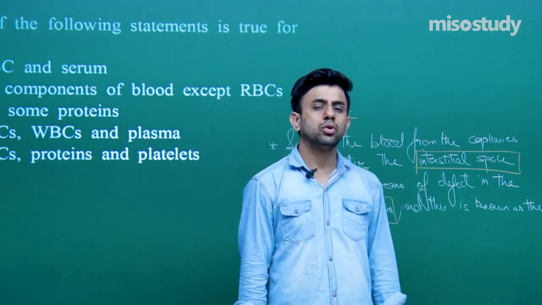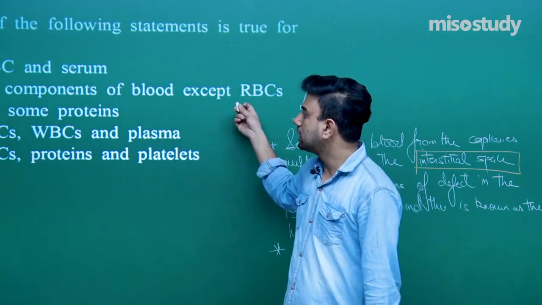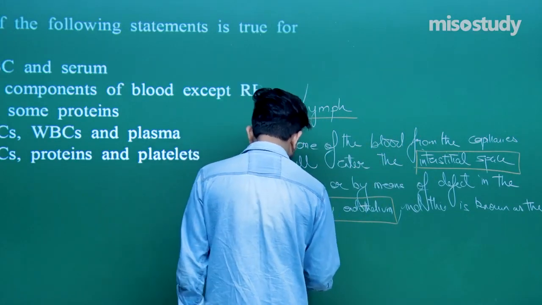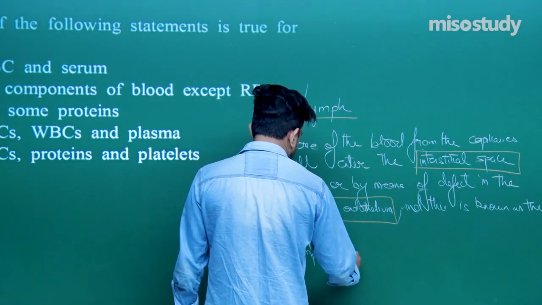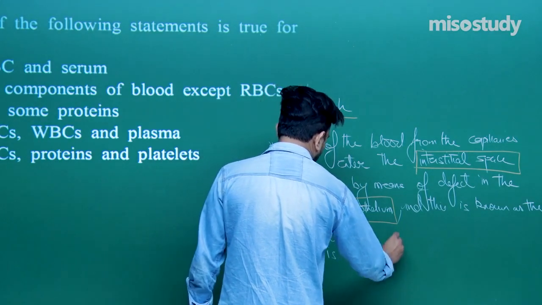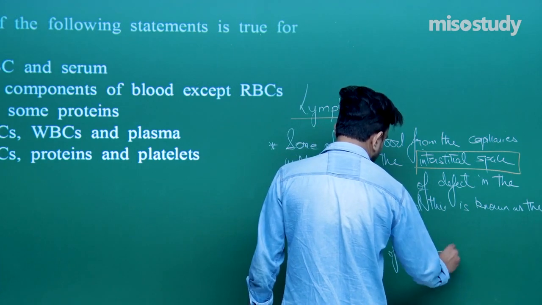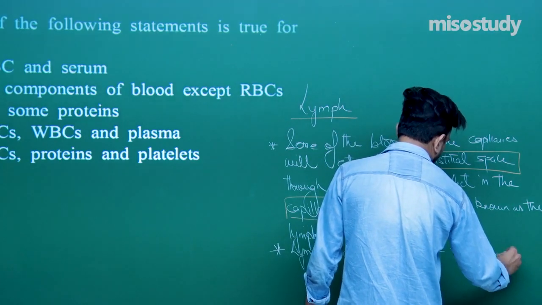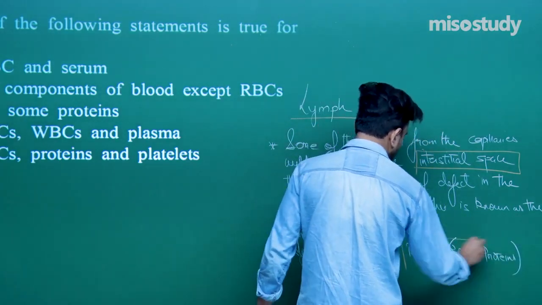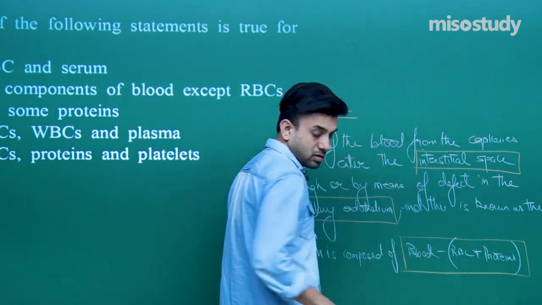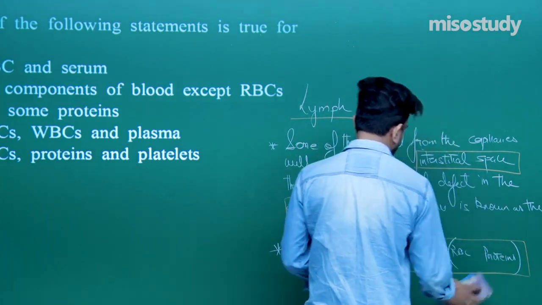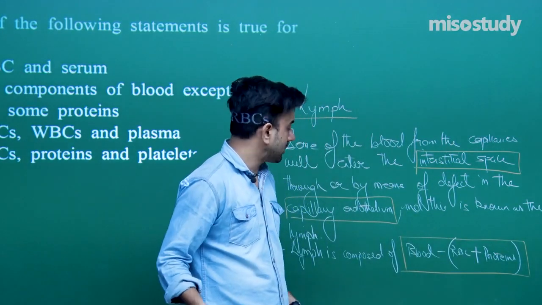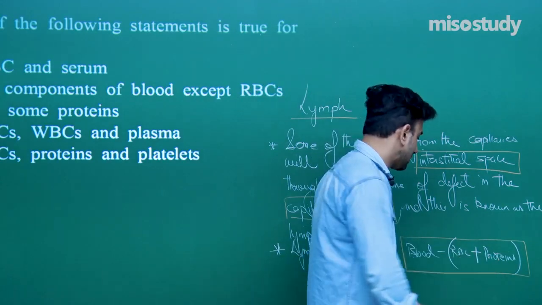Now, what is the lymph? We are talking about minute defects. So the RBCs and proteins will not be able to come out of those defects, and that is why we say that lymph is composed of blood plasma, blood minus RBC and proteins, right?